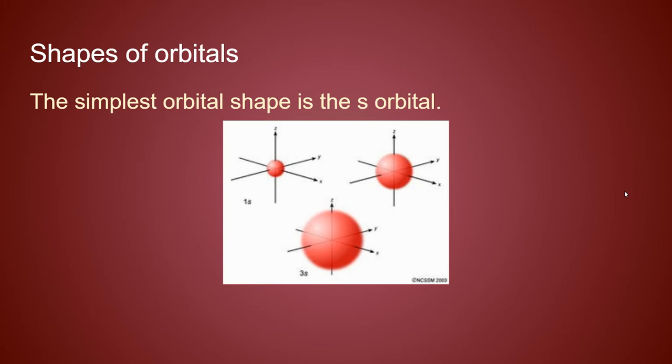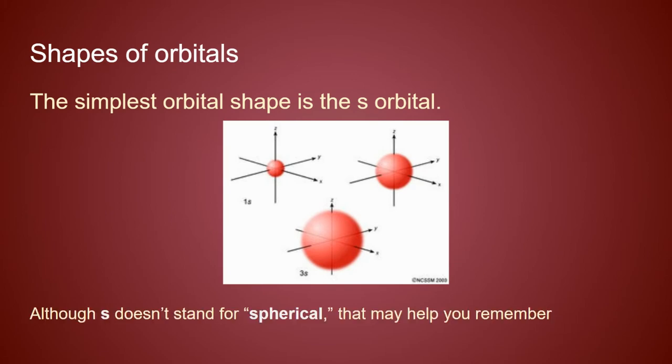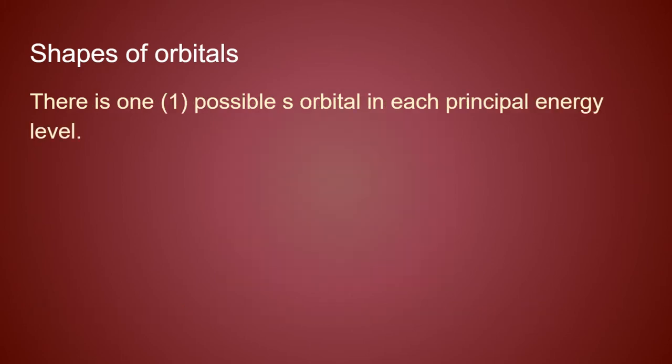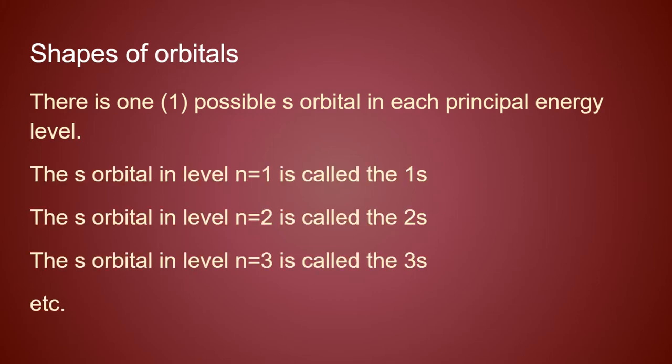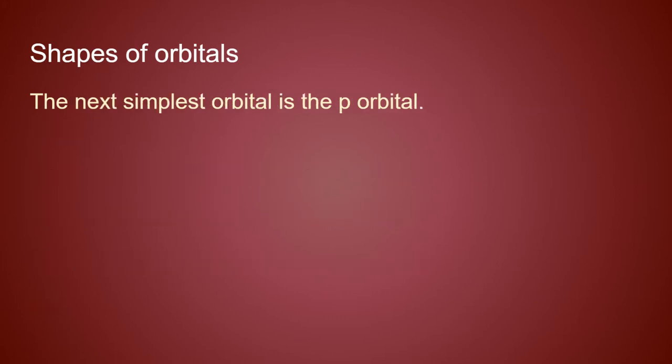The simplest orbital shape is the s orbital. Although S doesn't stand for spherical, that may help you remember. There is one possible s orbital in each principal energy level. The s orbital in level n equals 1 is called the 1s. The s orbital in level n equals 2 is called the 2s. The s orbital in level n equals 3 is called the 3s, etc.